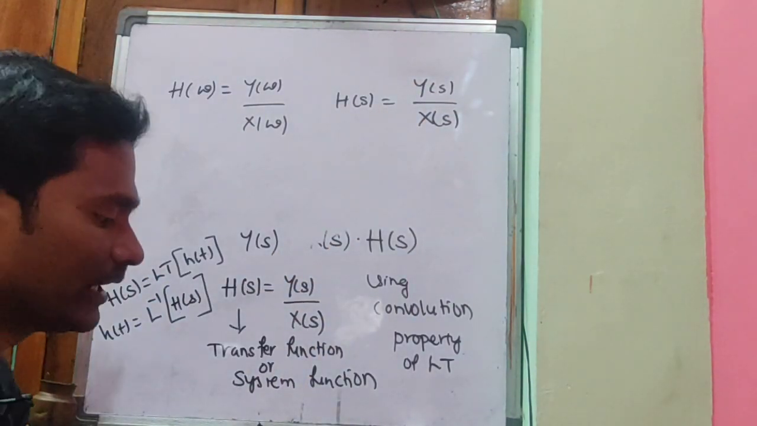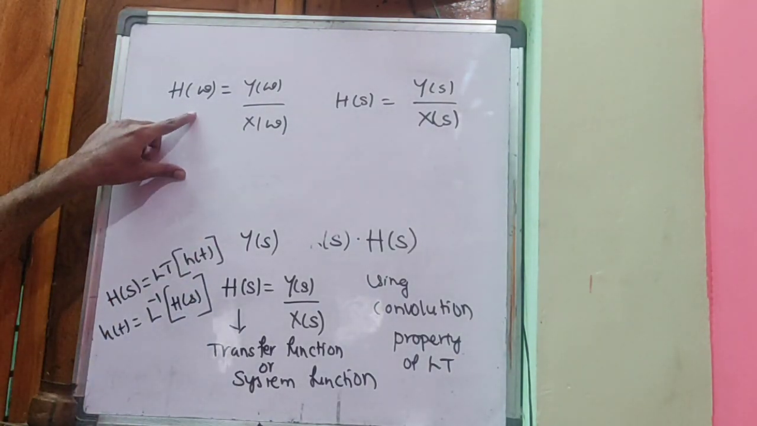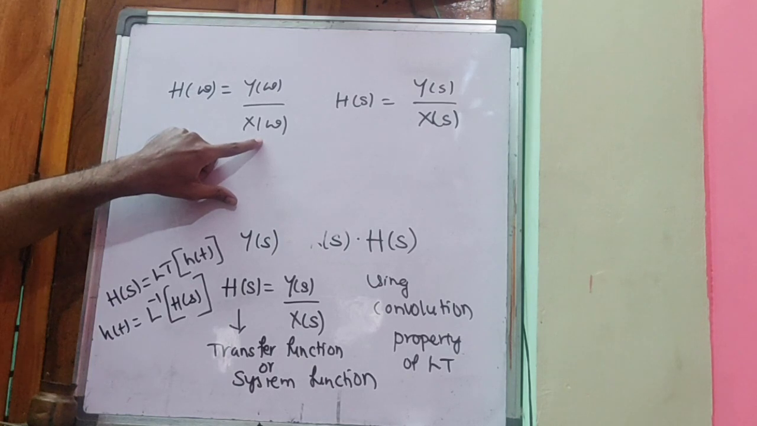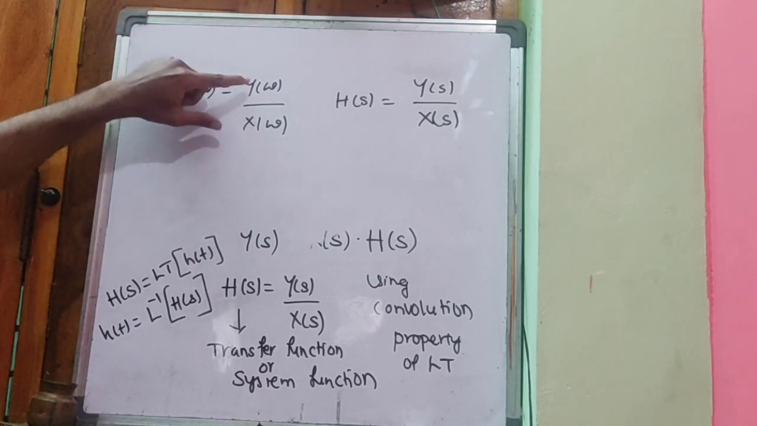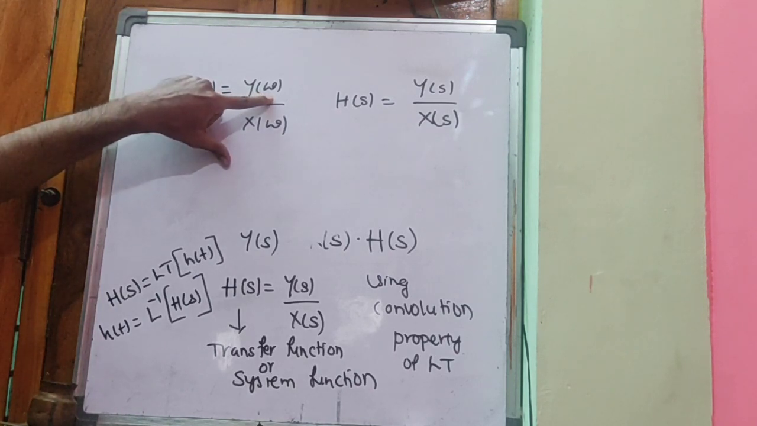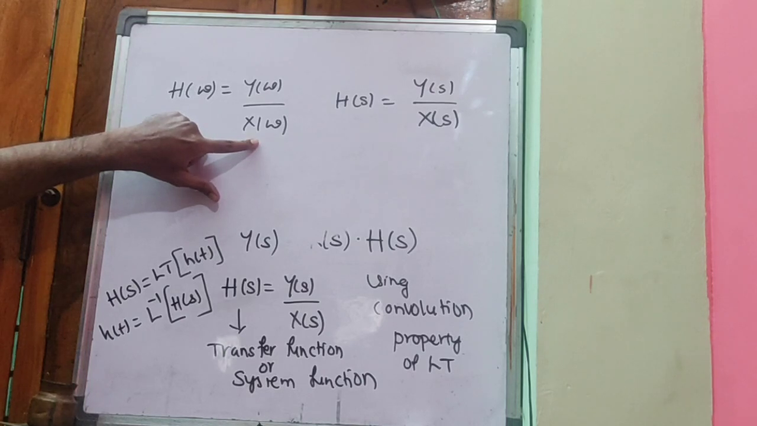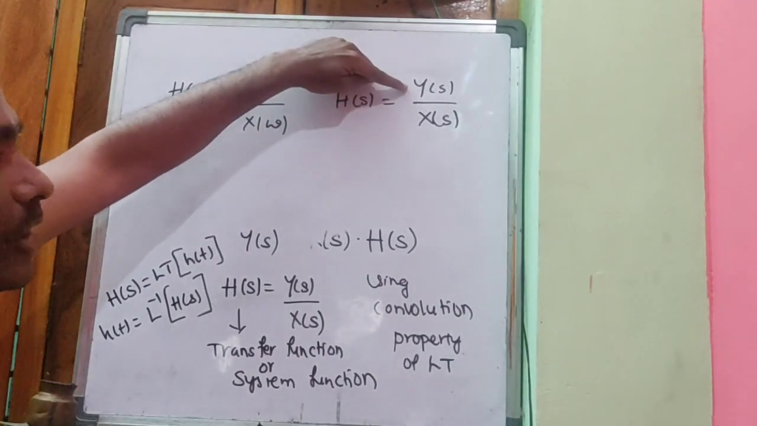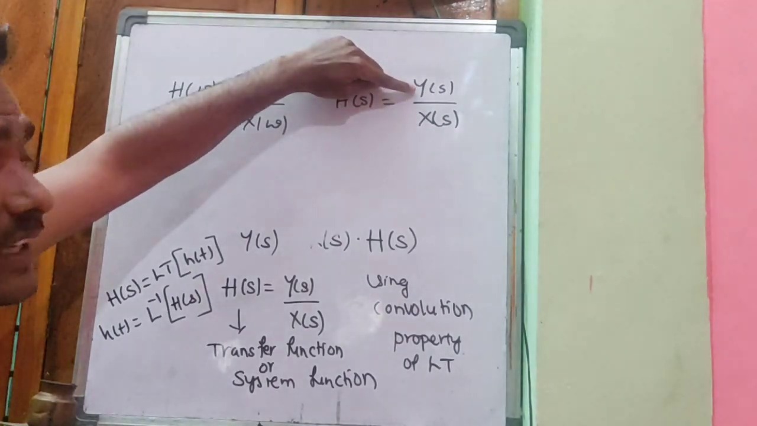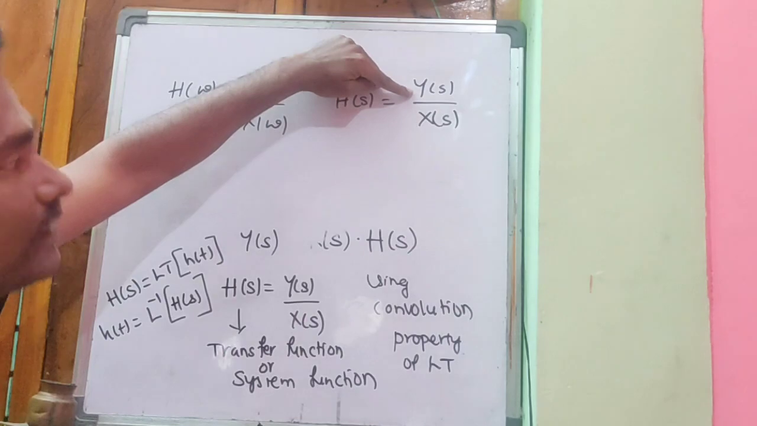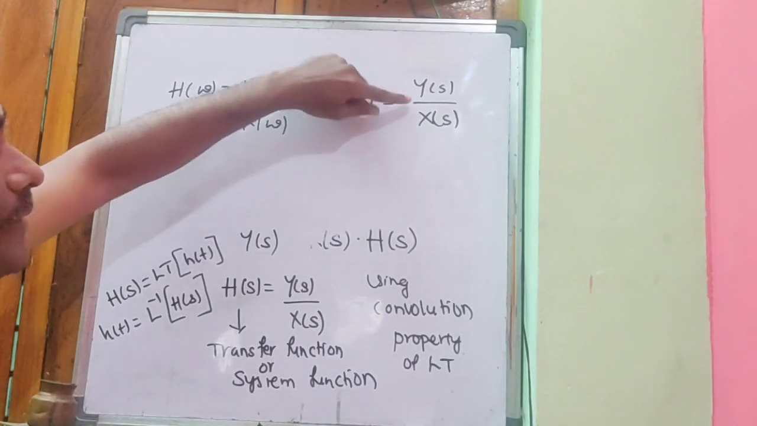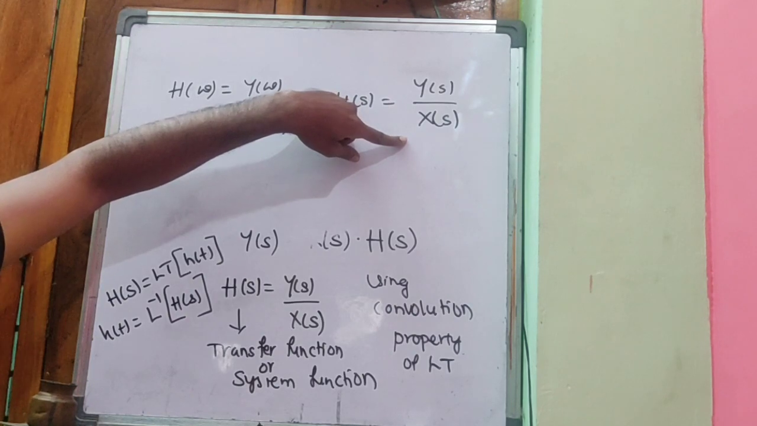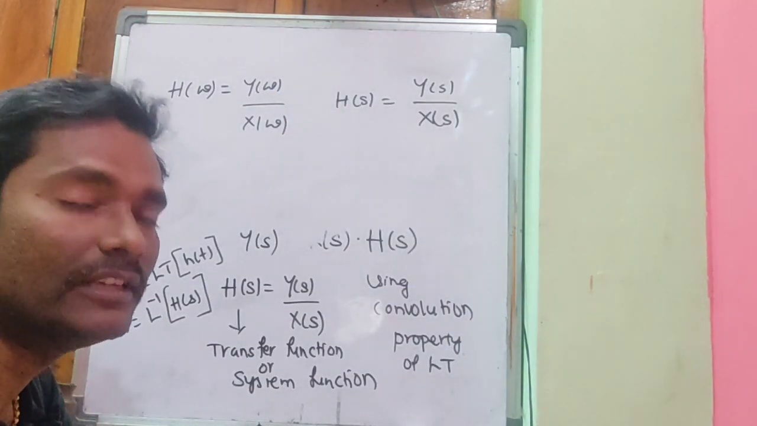Now from this, we can define the transfer function as a ratio of the output in the frequency domain to the input, which is also in the frequency domain. Y(omega), the output in the frequency domain, divided by the input in the frequency domain. Likewise, H(s), the transfer function or system function, is equal to Y(s) by X(s), where Y(s) is nothing but the output in the s domain and X(s) is the input in the s domain. That means it's a ratio of the output in the frequency domain to the input in the frequency domain. That's the system function or the transfer function.